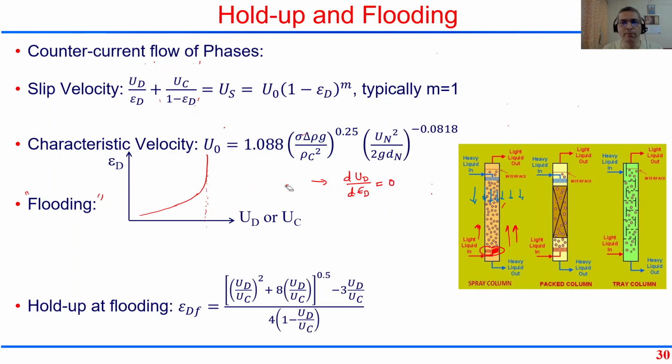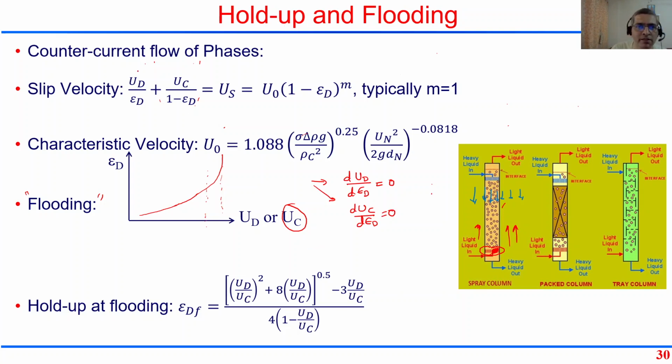In the same way, if we keep the ud the same now and increase uc, again something similar will happen. Beyond a certain value of uc, maybe at a different value of uc, the column will flood, because so much of the continuous phase is coming down that it prevents droplets from going up, and therefore the holdup keeps on increasing. So in the same way we could characterize flooding as duc by d epsilon d equal to 0.